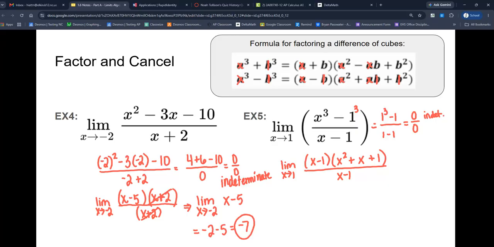So now that I've done this, what can happen? The x minus 1s can cancel, right? So that means now I'm just doing the limit as x approaches 1 of x squared plus x plus 1. And I can try direct substitution. Once you plug in the number, that's when you drop the limit notation. So I've kept the limit notation the whole way, and then when I'm plugging in the numbers, that's when I can drop the limit notation. And I'm just going to get 3 for this one.